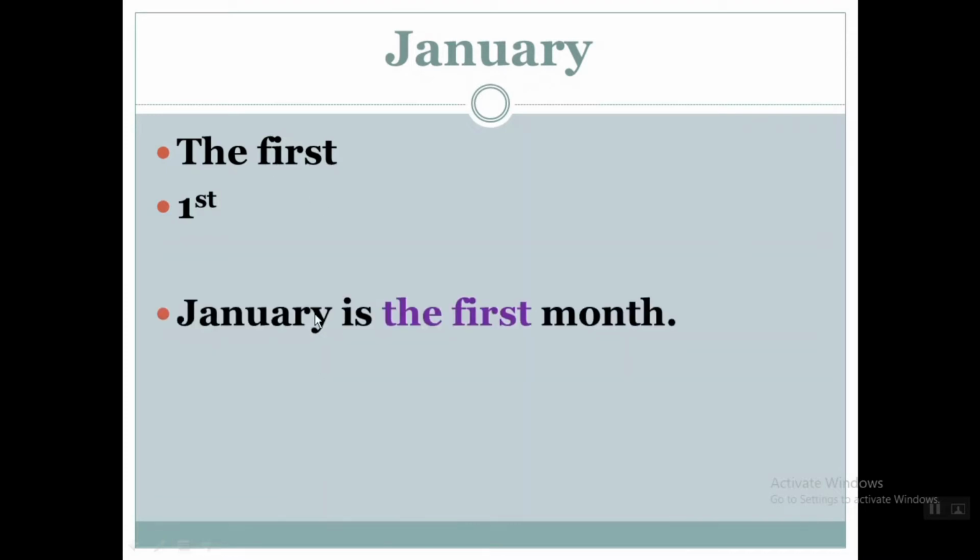January. So this is the first. The first month. We can write the word the first like this, or we can write it like this: number one and the two letters ST. The two letters ST are the last two letters of the word first. So January is the first month. Let's go to the second.